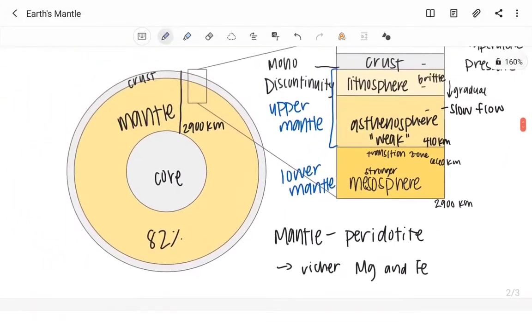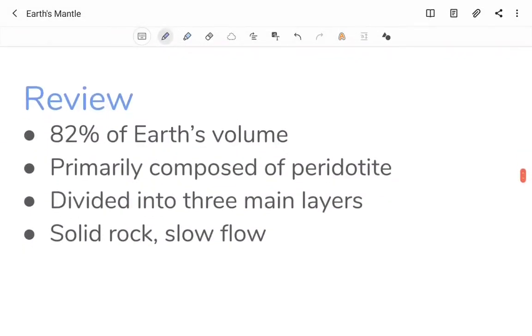So that was mostly what we had today. To recap the content we went over, the mantle makes up 82% of Earth's volume. It's the largest part of Earth's volume, and it's primarily composed of peridotite. The mantle is divided into three main layers: the brittle lithosphere, the weaker asthenosphere, and then the mesosphere, which is somewhere in between those two. Again, the mantle is all solid rock, but based on temperature and pressure, different layers can have slow flows over the course of millions of years.